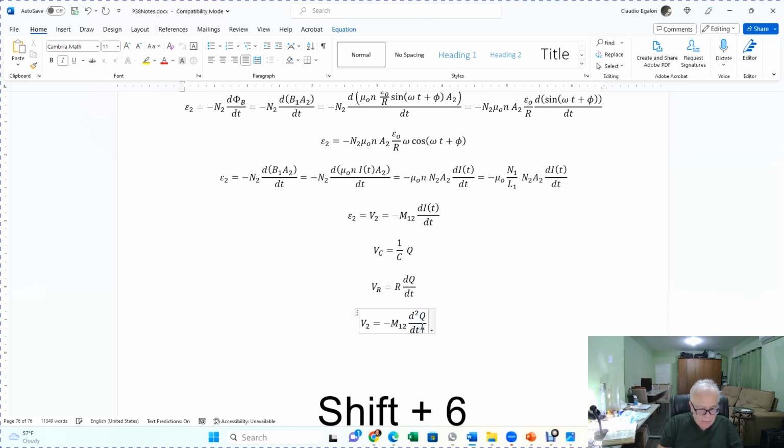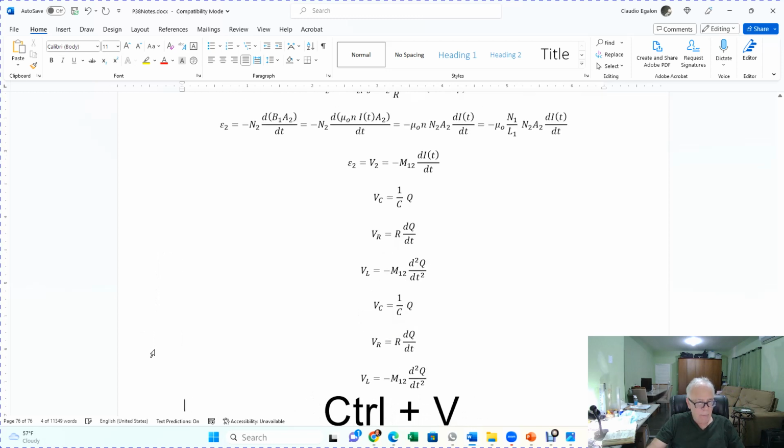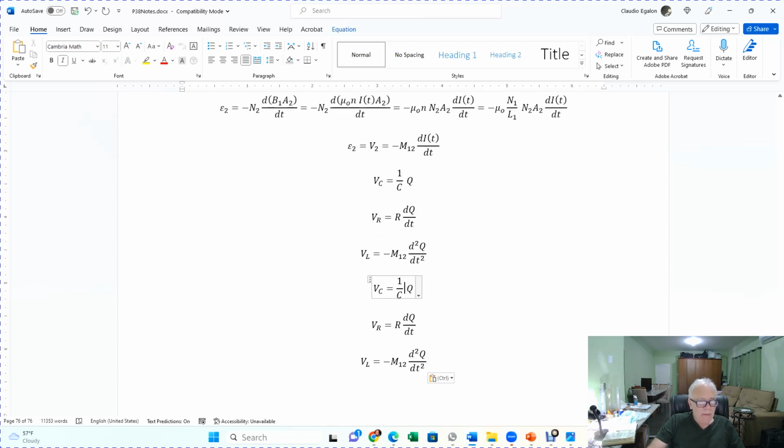And look at the nice progression that we get here. I can even change the very first equation. And here, instead of putting V2, I'm going to put VL, the inductor. This term here, I'm not going to write down as Q. I'm going to write it in a better way, in terms of a derivative, but a zero order derivative.